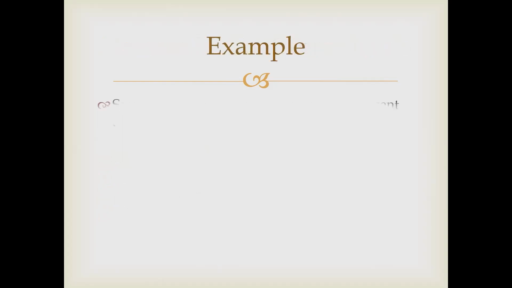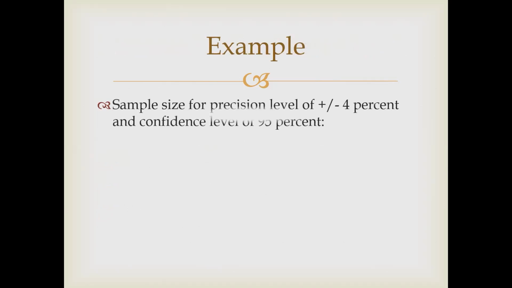Let's take an example. Sample size for precision level of plus or minus 4% and confidence level of 95%. So Z square, for 95% the Z value is 1.96. Z square into P, P is 0.5, into Q, 0.5, divided by E square. E is 4%. 4% is converted into decimal, it will be 0.04. 600 is the sample size.